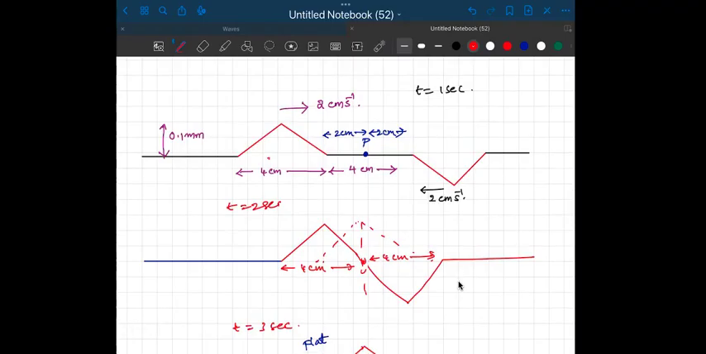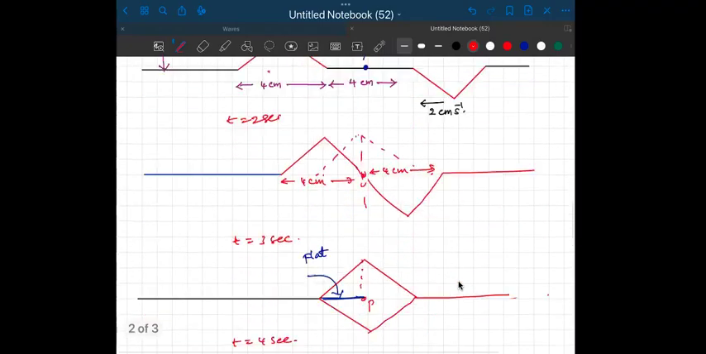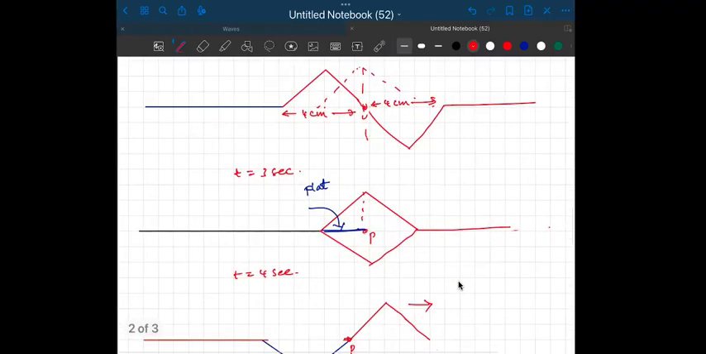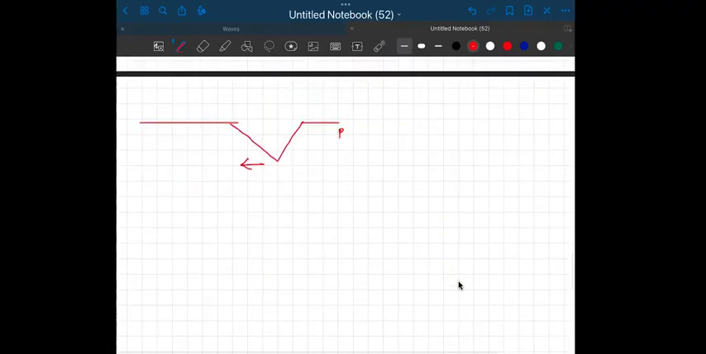What happens if it is a free boundary? Can you please plot that? This is all a rigid boundary. What happens if it is a free boundary? That you plot right now.